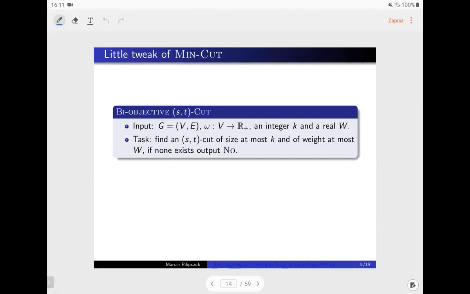So this is essentially a min cut problem, but a min cut with two objectives. You have got S and T in a graph, and you want to cut these guys away, and you have got two budgets, okay? Your first budget is integer k, which means that you can cut at most k edges. But also edges in the graph have some weights, and you want the total weight of cut edges to be bounded by some w, okay?